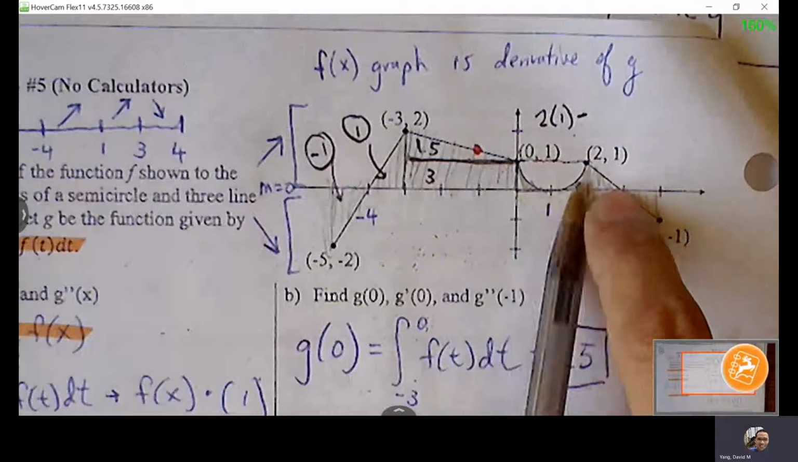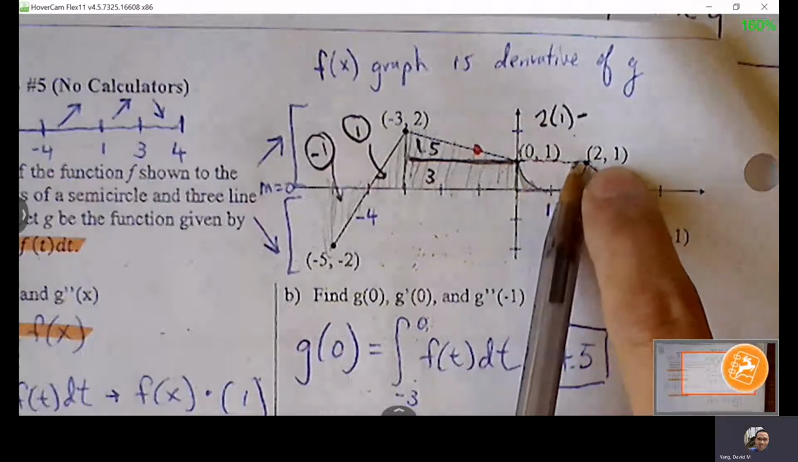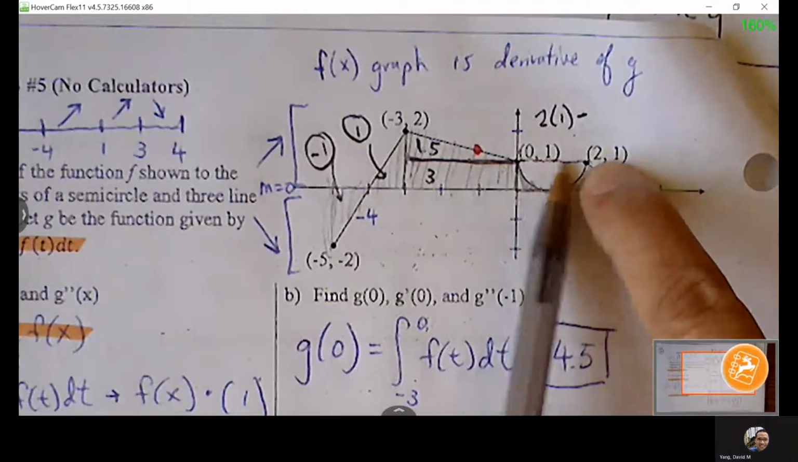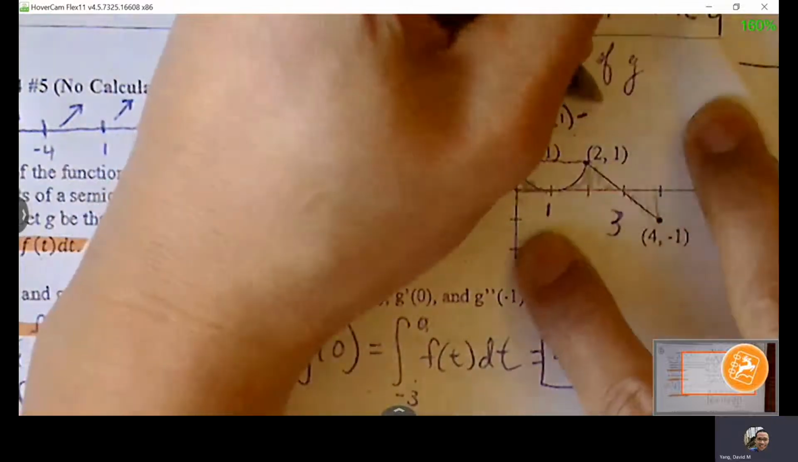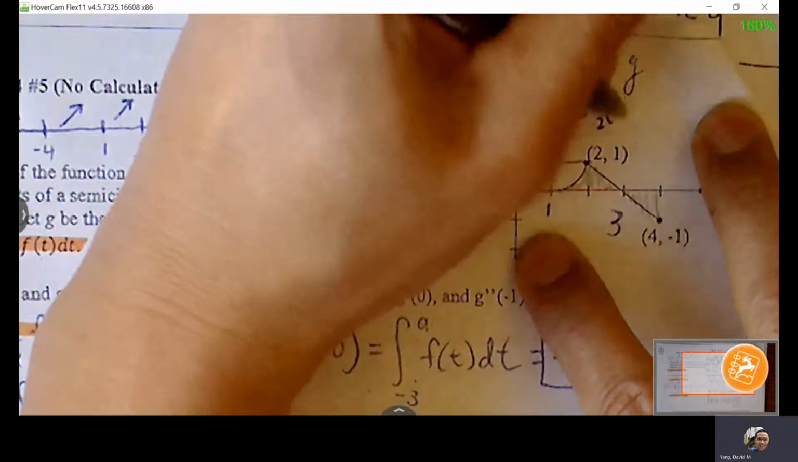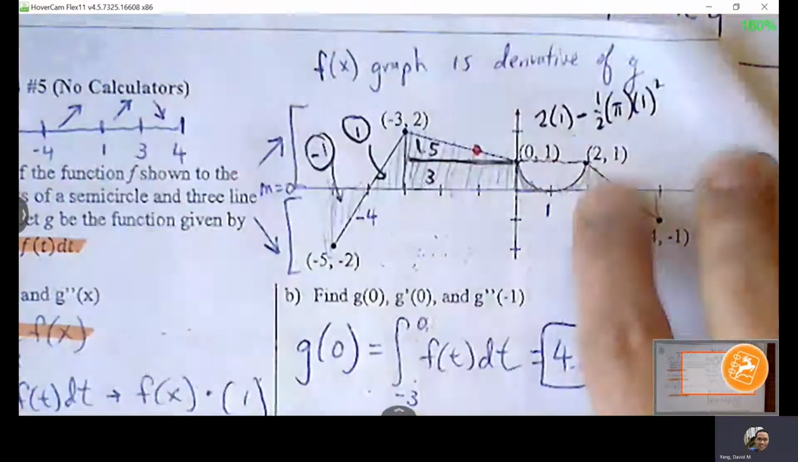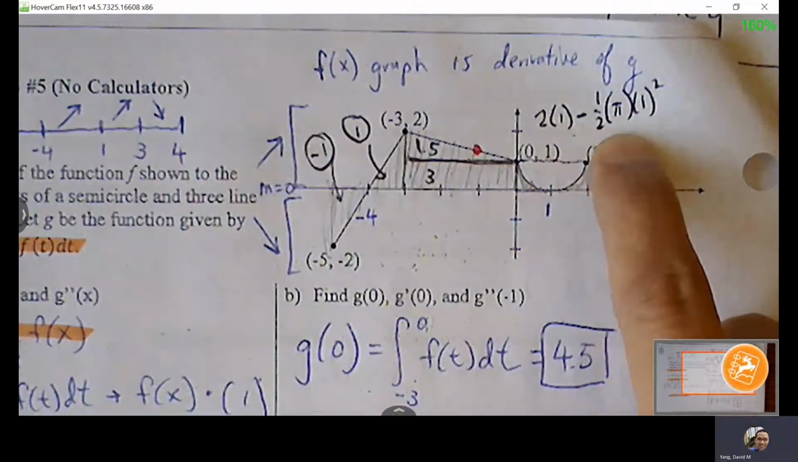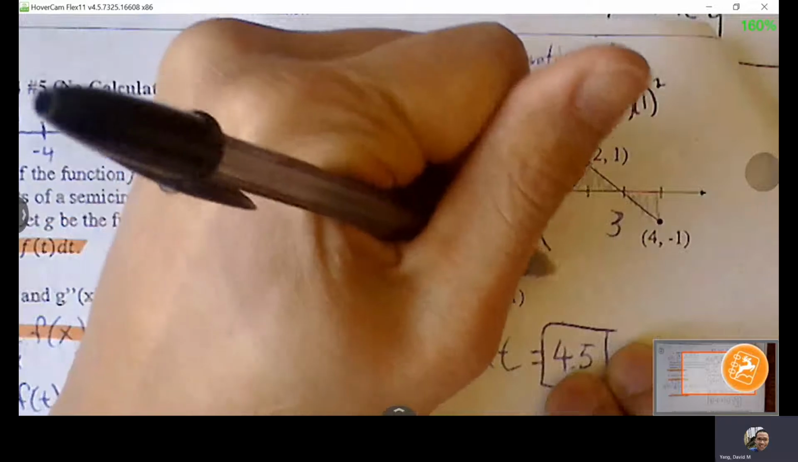And then the area of the semicircle, what's the radius of the semicircle? 1, so 1/2 pi r squared, 1/2 pi 1 squared. And that's just going to get us 2 minus pi over 2. Okay, it's above the x-axis, so we can keep everything the same sign.